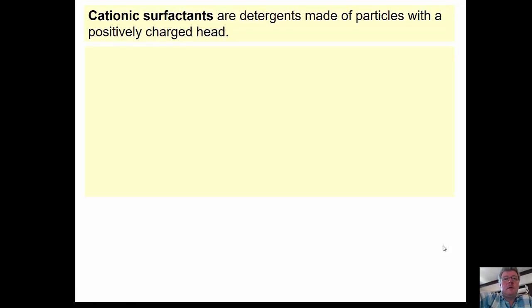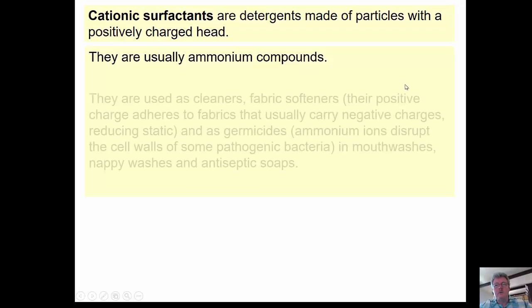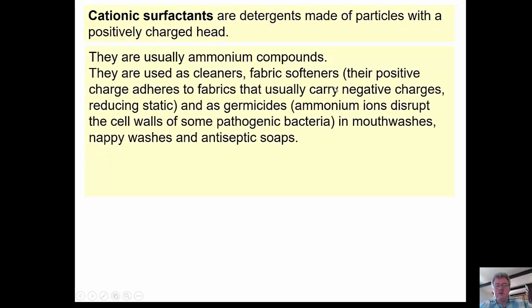The other type, cationic surfactants, are detergents made with particles with a positively charged end. Usually the positive part comes from ammonium compounds, so that's NH3, often with an H substituted for carbon groups. They're used as cleaners and fabric softeners. The positive charge can adhere to the fabric, and quite a lot of fabrics have a negative charge. If you remember, silk is used to rub electrons.